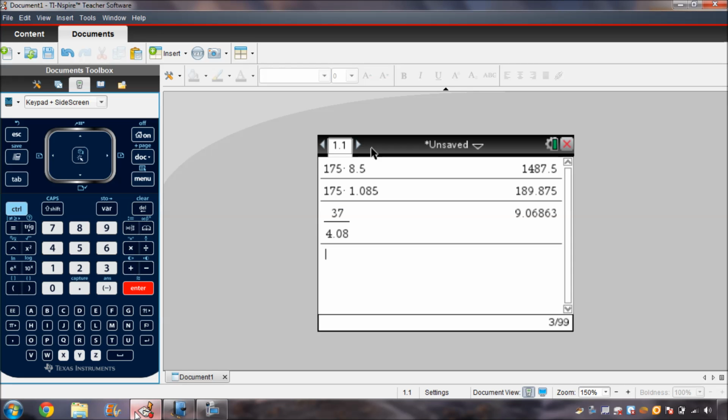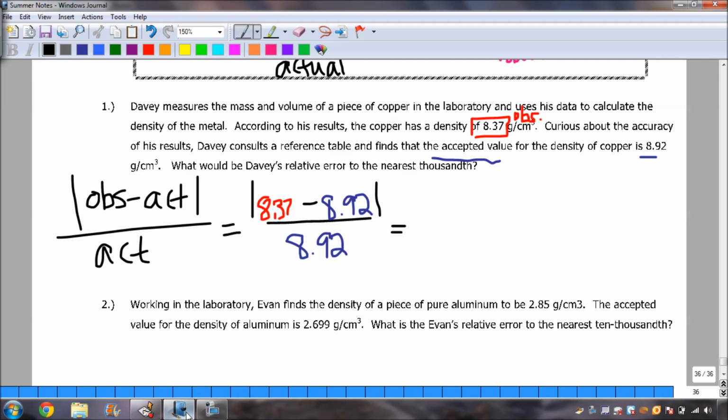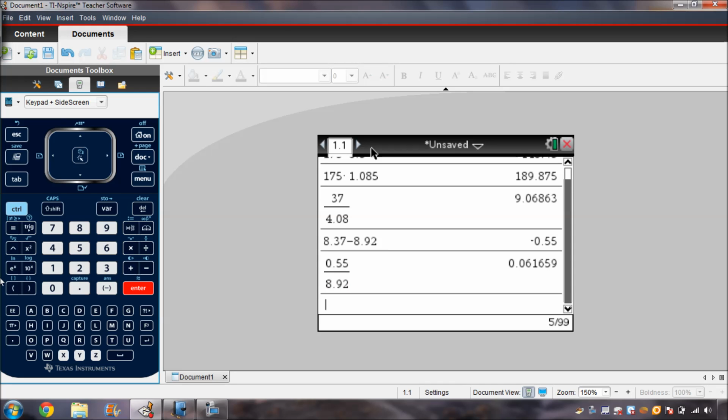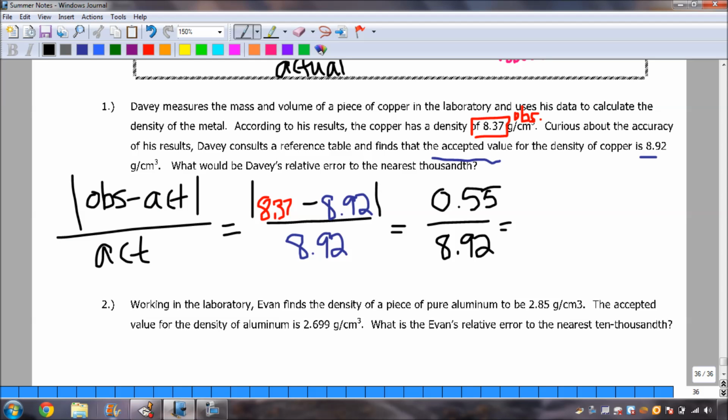So when you subtract 8.92 from 8.37, you get negative 0.55. Let's do that really quickly: 8.37 minus 8.92. You get negative 0.55, but you want to take the absolute value, so you end up getting positive 0.55. So you get 0.55 over 8.92. Divide those two numbers out, and you end up getting 0.061659. But it asks you to round to the nearest thousandth.